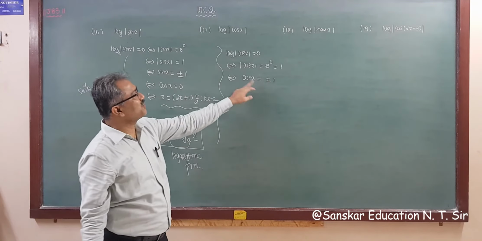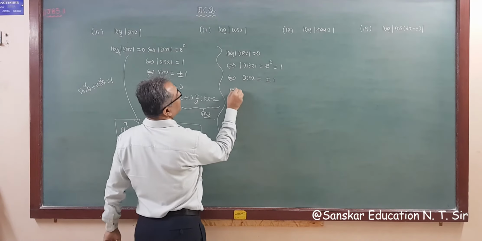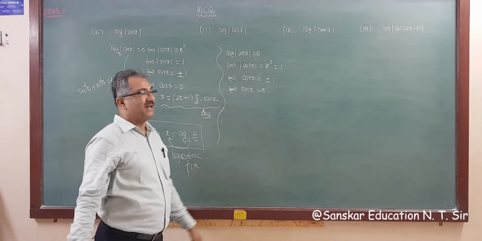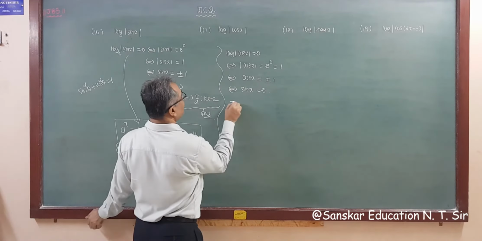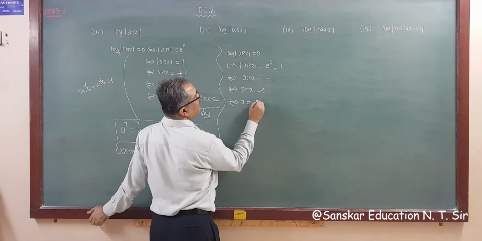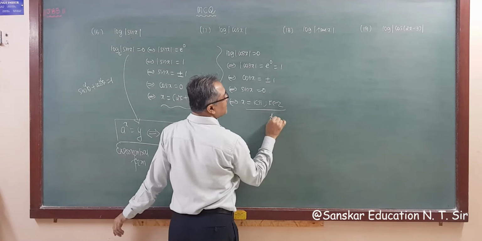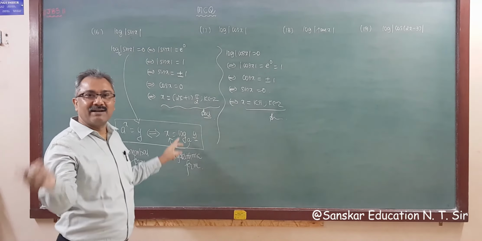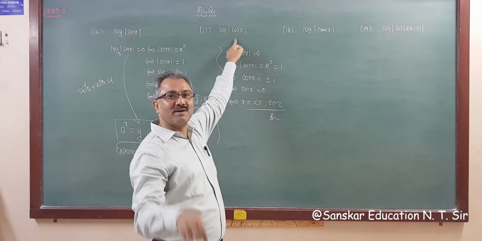Now if cos x is plus or minus 1, then sin is 0, right? So this implies sin x is equal to 0, and sin is 0, that is the set of zeros of sine you have to write. So this implies x is equal to k pi, k belongs to Z. This is your answer, right? So for log sin x, write down the set of zeros of cos. For log cos x, write down the set of zeros of sine.